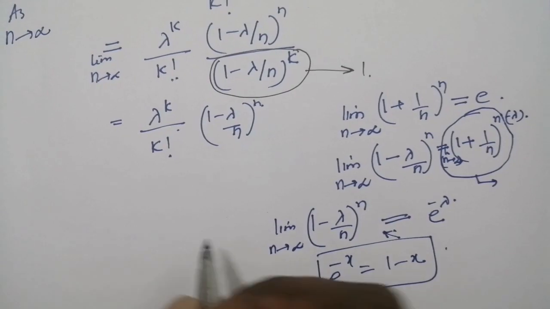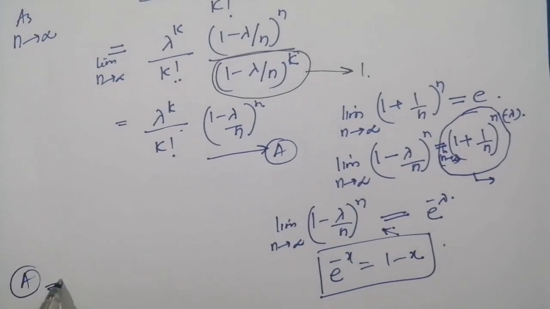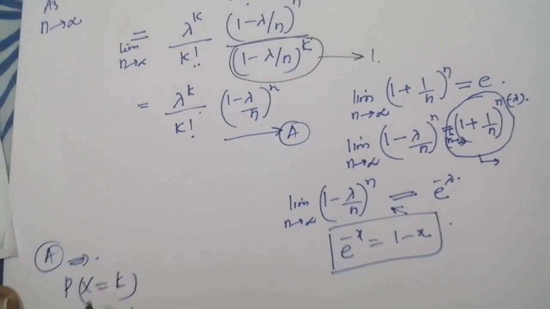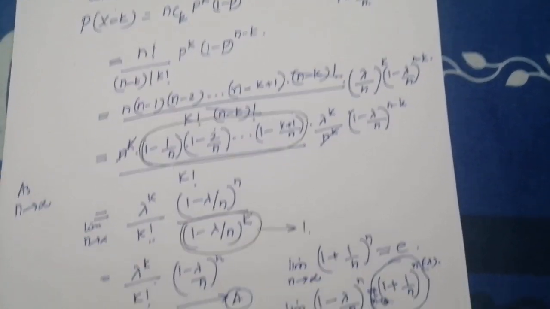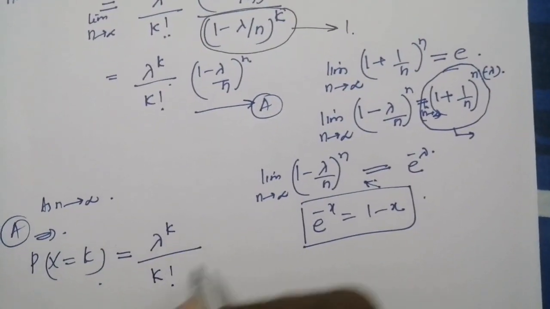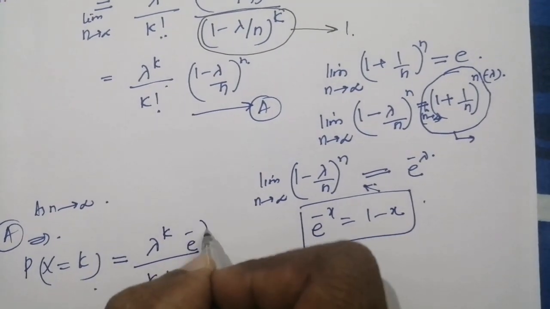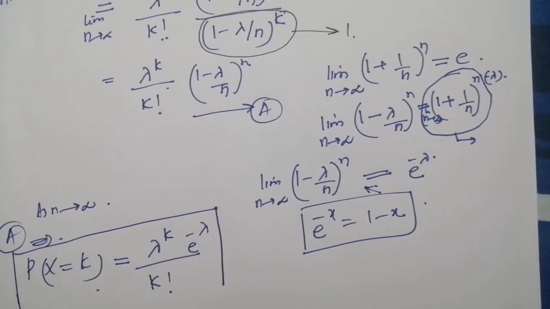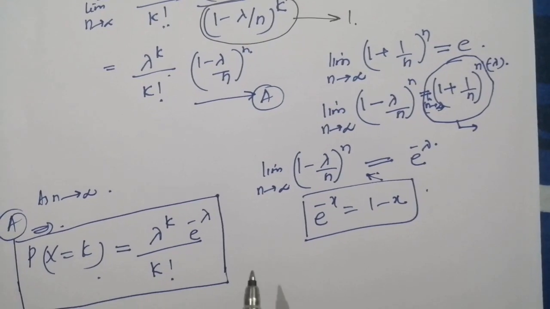So equation A gives the probability that X equal to k as n tends to infinity as lambda raised to k by k factorial into e raised to minus lambda. So as n tends to infinity, the binomial distribution is approximated as Poisson distribution. Thank you.